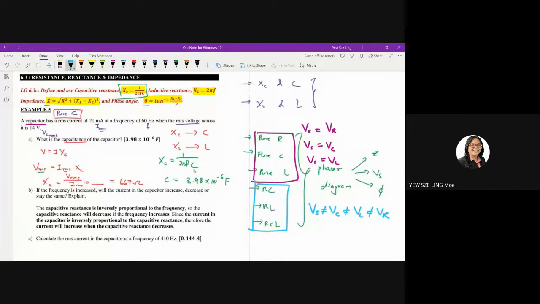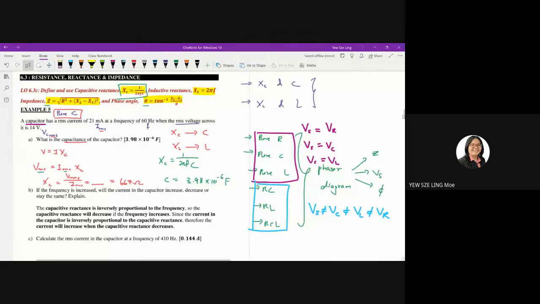Okay, sekarang kita cuma a brief intro untuk tahu bila kita boleh guna VS, bila kita tak boleh guna VS. Okay, bila V itu kita boleh guna untuk komponen yang diberi dengan source, bila kita tak boleh guna untuk komponen dengan source. Okay, so that is a quick summary. So this one is a pure C circuit, therefore V source is equal to VC. Kalau bukan pure, then they are not equal.